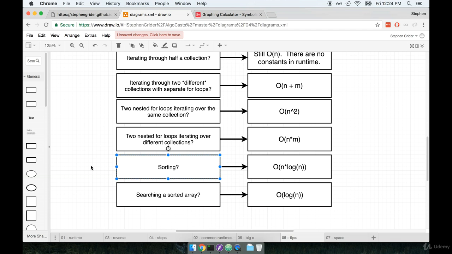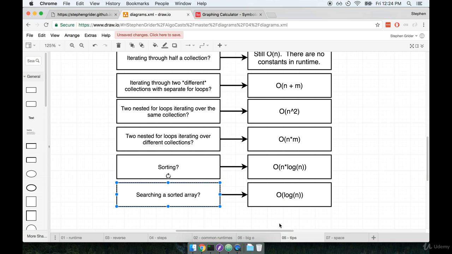So for every sort operation, the best runtime complexity we can have for sorting something is n log n. So if you have an algorithm where you have to sort something, chances are you will probably see a term like this inside there. Then the other thing to keep in mind is searching through a sorted array.